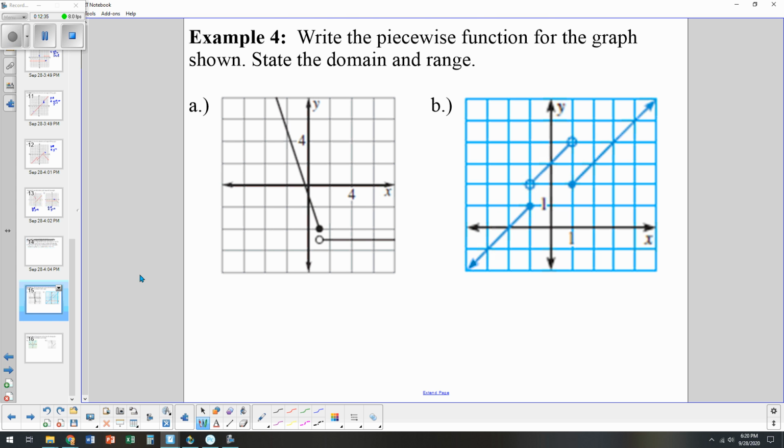So for our example, in my first picture, I have 2 pieces. So I know my function is going to have 2 pieces. One of them is going to be all the x values to the left or less than positive 1. Notice they're counting by 2's here, so halfway between them would be 1.